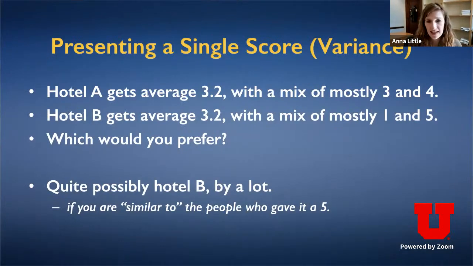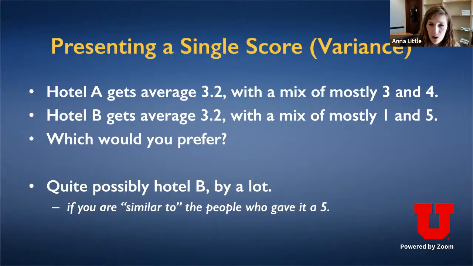Another way that this can happen is by oversimplifying things. Data is complicated, and we reduce it to certain summary statistics like the mean, maybe the standard deviation, but sometimes that sweeps a lot under the rug that could be very relevant for decision making. For example, let's say we're trying to decide what hotel to stay at. Hotel A has an average of 3.2 with a mix of mostly 3s and 4s. And Hotel B has an average of 3.2 with a mix of mostly 1s and 5s. So which hotel would you prefer?